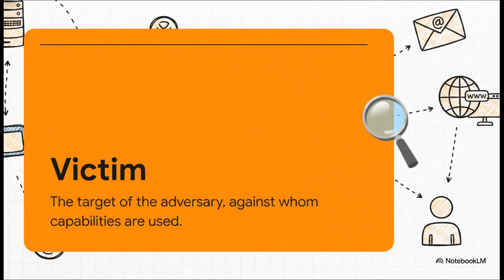Second, you have the victim. This is who the adversary is going after. And a victim isn't always a huge company. It can get really specific. A particular person, a single email address, a web server, or any asset the attacker wants to get their hands on.